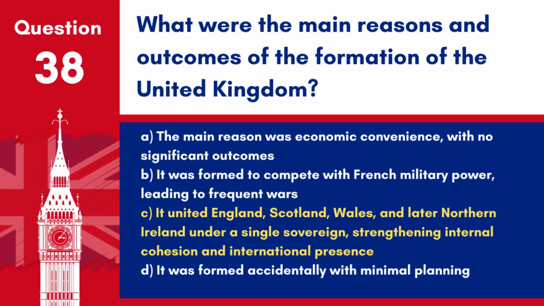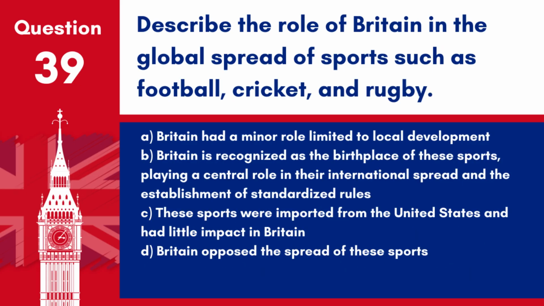Answer. C. It united England, Scotland, Wales, and later Northern Ireland under a single sovereign, strengthening internal cohesion and international presence. The formation of the United Kingdom brought together different nations under a single political entity, enhancing stability and creating a unified identity that bolstered its role on the international stage. Question 39. Describe the role of Britain in the global spread of sports such as football, cricket, and rugby.